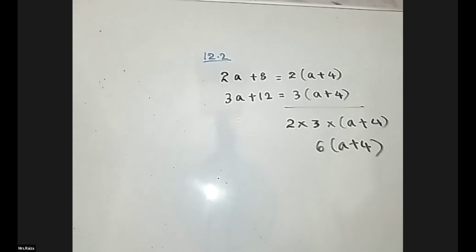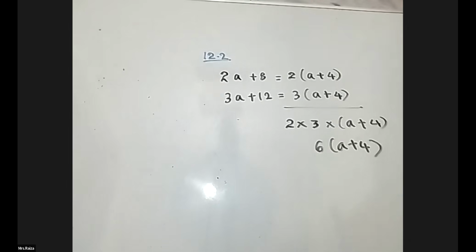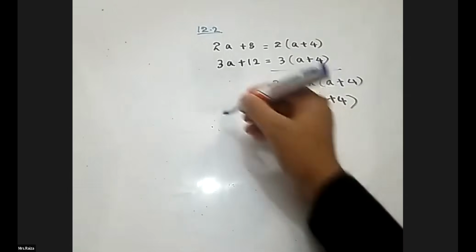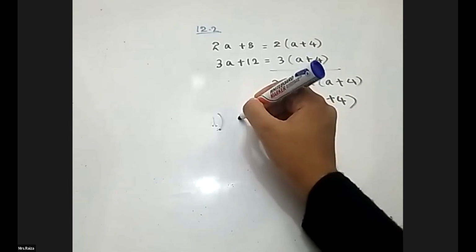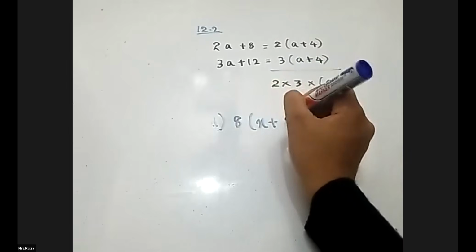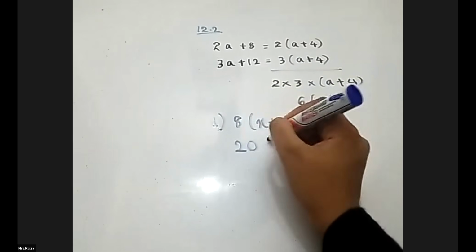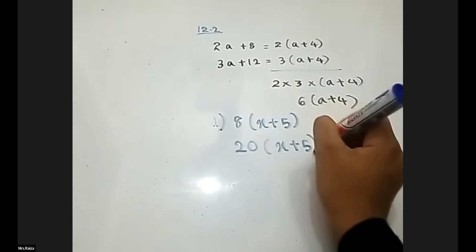Very good. Correct answers from Ibn Imran, Sahdia, Shafoni, Rukaiya, Himashi. Very good. What about the next one? Part D. Did you do it? Send me the answers for part D. 8 into x plus 5 and 20 into x plus 5 squared.